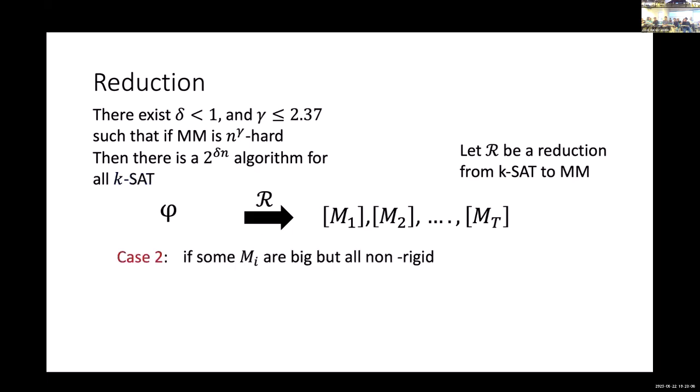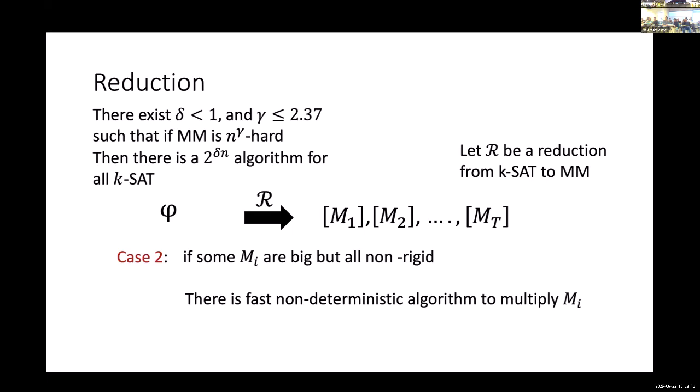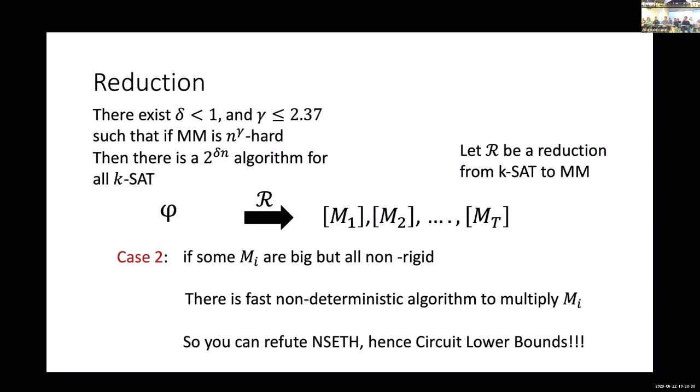If my matrices are big, now let's say all my matrices are big, but they're all non-rigid. What can we do? Well, it turns out that there's a non-deterministic algorithm to multiply non-rigid matrices. So I can get the low rank, get the sparse. I can apply sparse matrix multiplication, and I can multiply my low rank. So I have a fast non-deterministic algorithm, and then again I'll break NSETH. And so again this is where you get your parameters on the rigidity. And again you'll break NSETH, which is case 2.